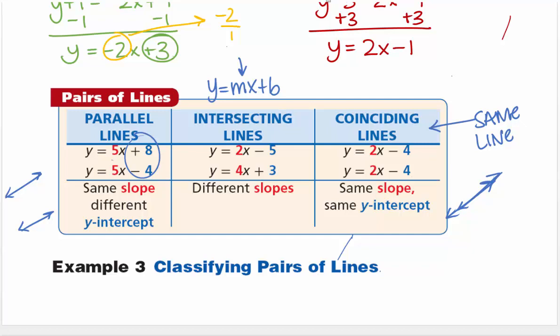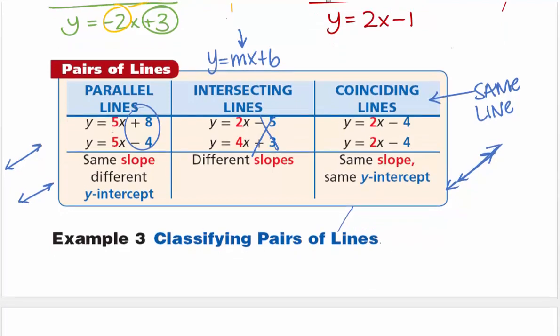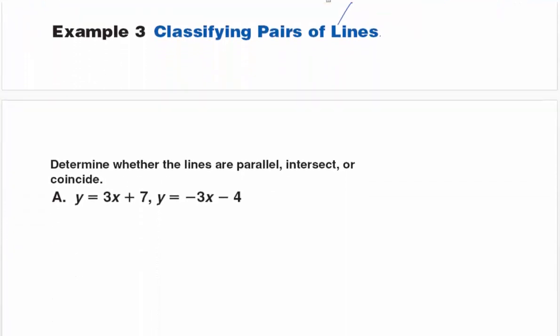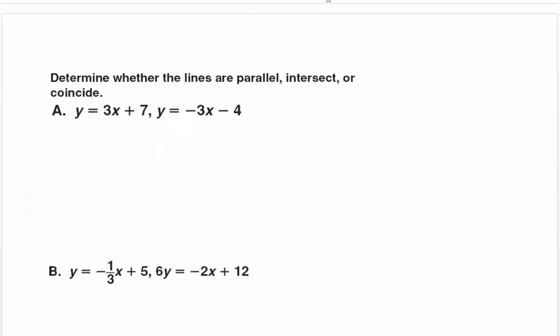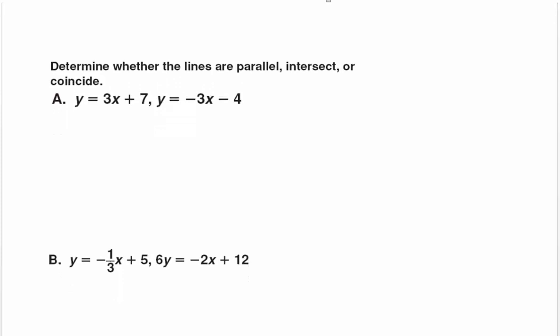And then if they have different slopes, it doesn't really matter about the y-intercepts at all. If they have different slopes, they're going to cross at some point. So I'm going to give you some lines, and they're going to start off pretty easy, but then we're going to have to do some rearranging to figure them out. So in order to determine whether the lines are parallel, intersecting, or coinciding, we need to get it in y equals mx plus b form.